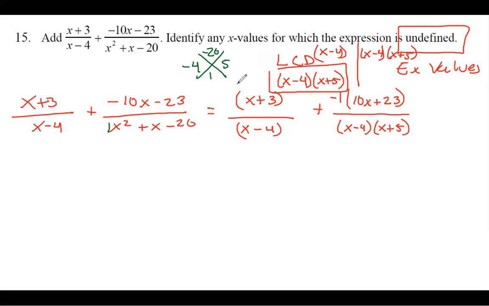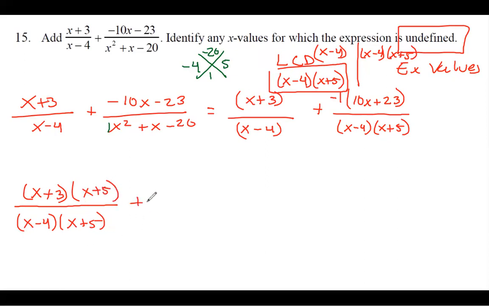My first fraction, guys, doesn't have it, so I'm going to write it. x minus 4, x plus 5. My numerator is x plus 3. Since it has x plus 5 now in the denominator, I have to include it on my numerator since I multiply both top and bottom. My second fraction already has it, so I don't have to do anything to that second fraction.